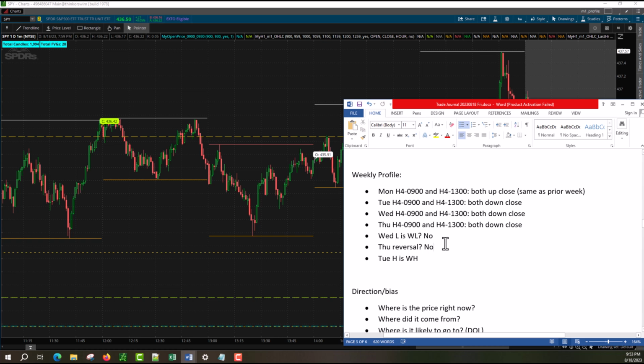The answer is no. And then on Thursday, we ask: is it a reversal day, does that fit the profile? The answer is no. Then on Friday, we can see that the Tuesday high is the week low. And then we need to add one more right here, which we just found out today: Friday is the close.